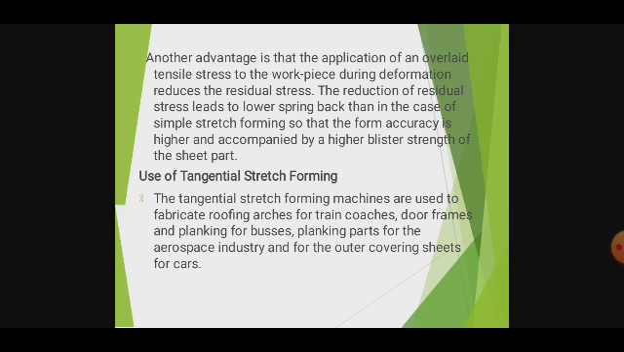Now comes uses of tangential stretch forming machine. So there are a number of uses. Tangential stretch forming machines are used to fabricate roofing arches for train coaches, then door frames and planking for buses, then planking parts for the aerospace industry, and planking parts for the outer covering sheets for cars.